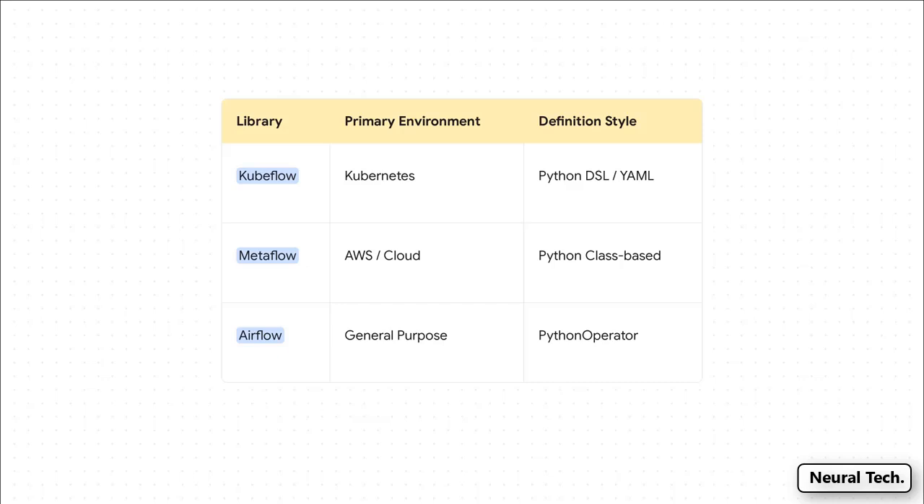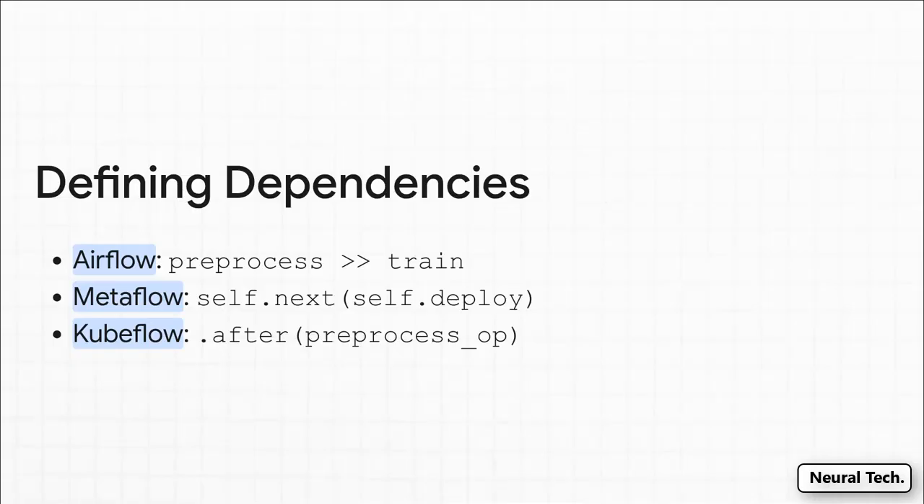Honestly, your choice here really depends on your environment. If you live and breathe Kubernetes, Kubeflow is the native, obvious choice. If you're building data science workflows that are very human in the loop, especially on AWS, Metaflow, which came out of Netflix, is amazing. And for a super robust, general-purpose scheduler that's been battle-tested for years, Airflow is the undisputed king. Now, at first glance, the syntax looks totally different, right? Airflow has these cool bit shift operators.